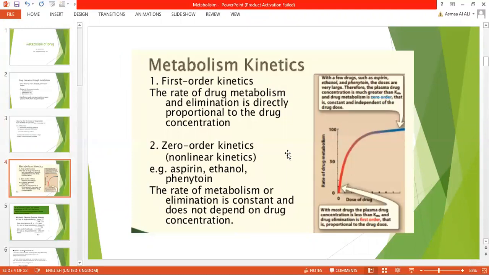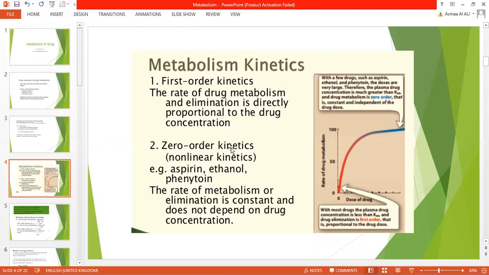Now we are talking about metabolism kinetics. It is divided into two kinds of metabolism regarding the concentration of the drug. One kind depends on the concentration of the drug, and the other one does not depend on the concentration of the drug. For first order kinetics, what is first order kinetics? It is where the rate of drug metabolism and elimination is directly proportional to the drug concentration.